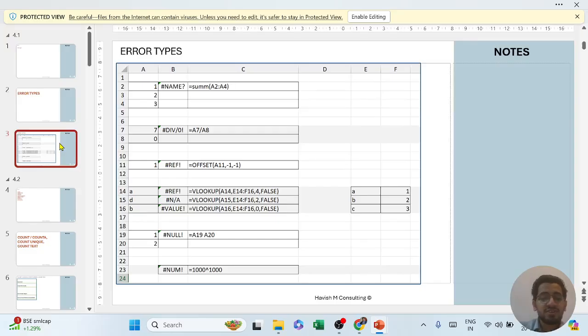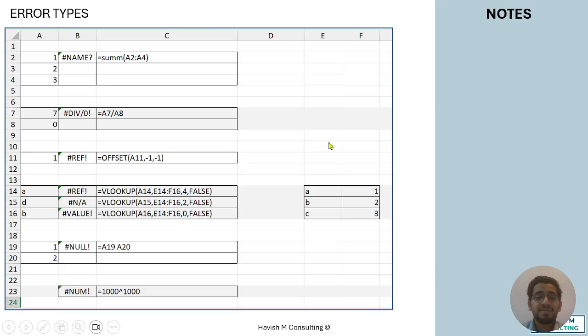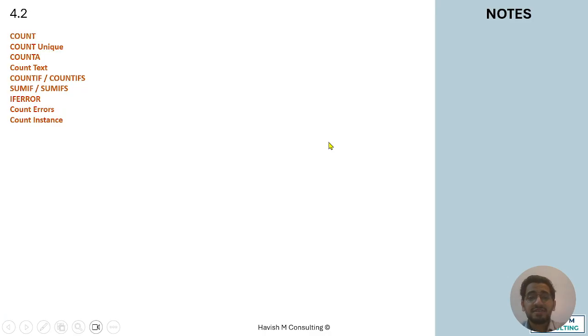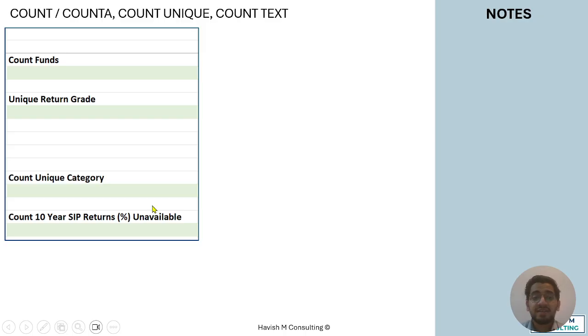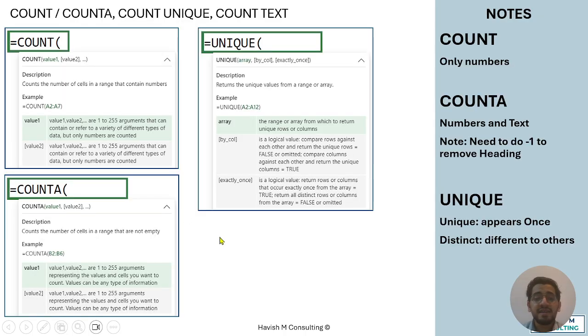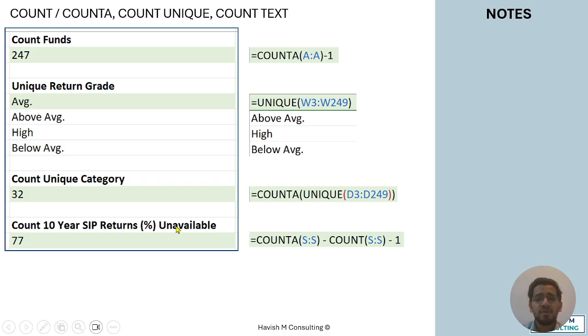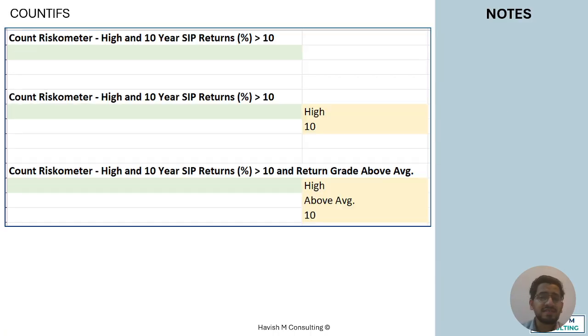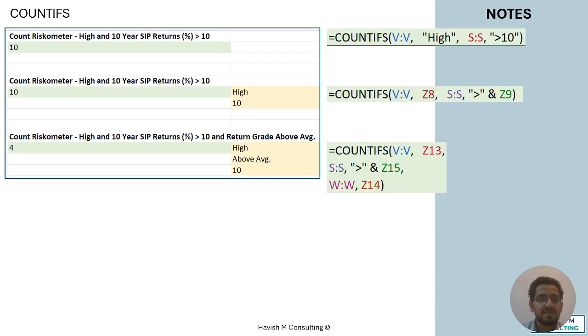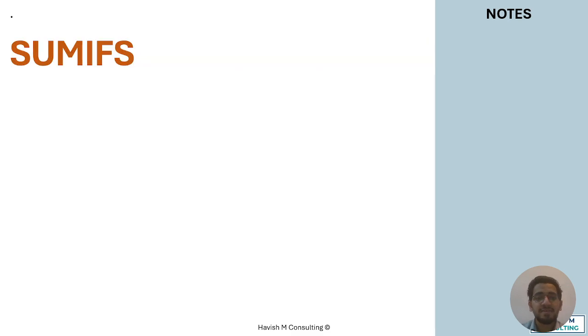But before that, we understood different error types in Excel, right? Once we understood the error types, then we looked at count, count A, count unique, and count text. Different kinds of functions available in Excel, right? In the PowerPoint, all the explanation is available. All the formulas and the screenshots are also available for your reference. There is a separate solution file as well. So we did all of these examples hands-on in the class. All of us were able to perform these examples, right?